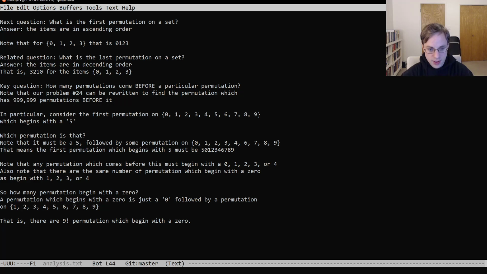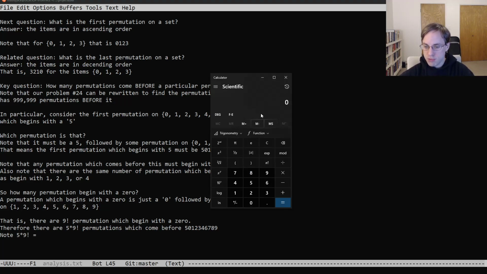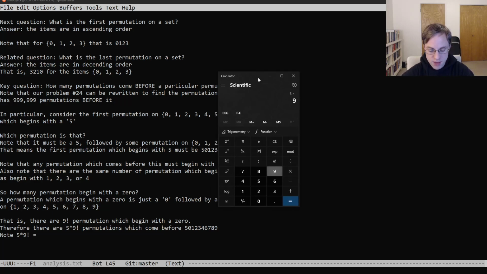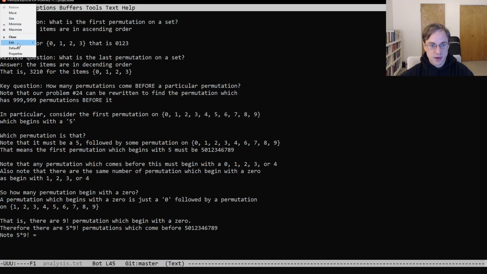And so, therefore, there are 5 times 9 factorial permutations which come before 5, 0, 1, 2, 3, 4, 6, 7, 8, 9. And we'll just note 5 times 9 factorial is equal to, and let's pull up our calculator here. So 5 times 9 factorial, and that's going to be this number right here. So we'll just paste that into the terminal.